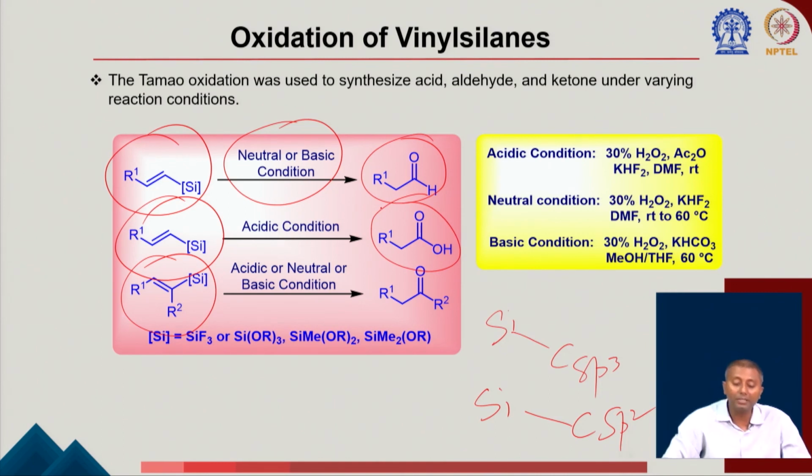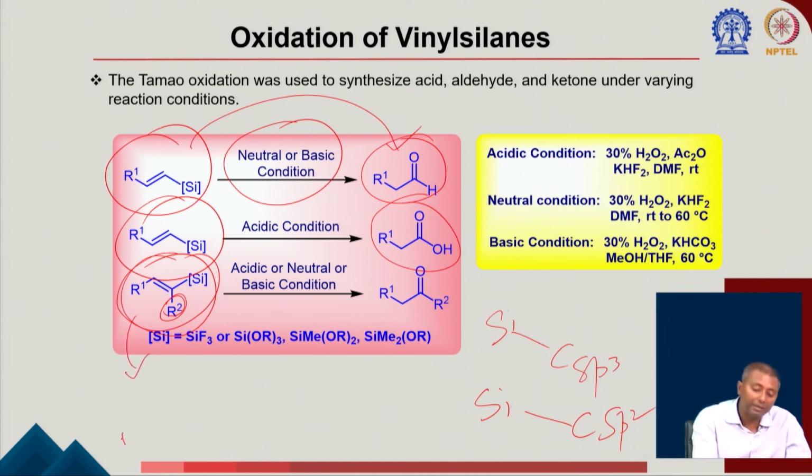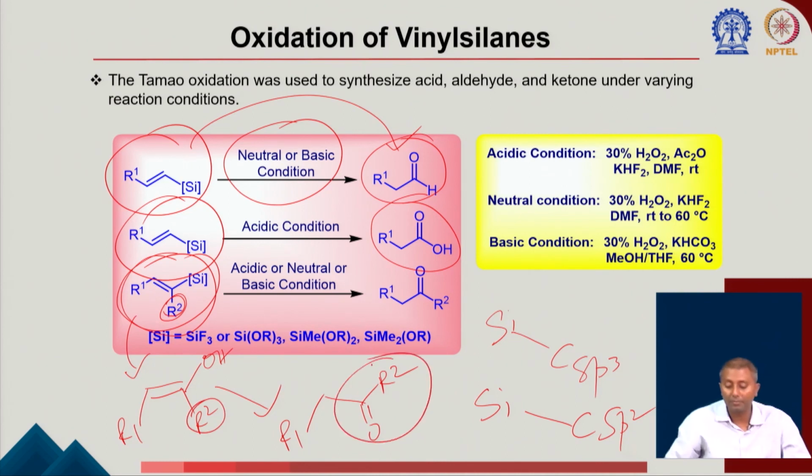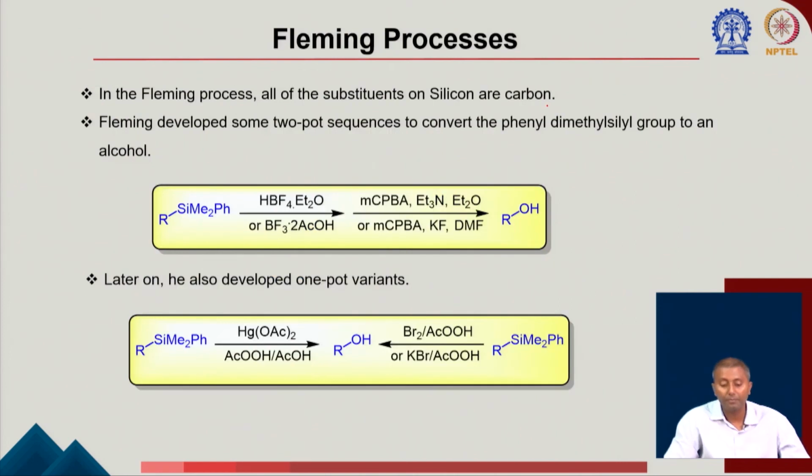And under acidic, neutral or basic condition, in this scenario, if you have an R2 group here, you can clearly see that it is going to convert this to the corresponding OH and R2. That means this is going to convert to the corresponding ketone, because of the presence of the R2. If R2 equals H, then it will be an aldehyde, which I showed here.